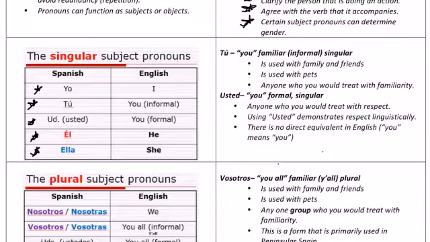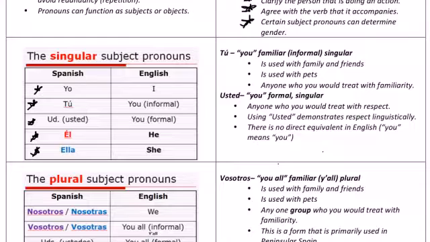Yo means I. Tú would indicate you in an informal setting. Usted would indicate you in a formal setting. Él means he, and ella means she. A few things to keep in mind.